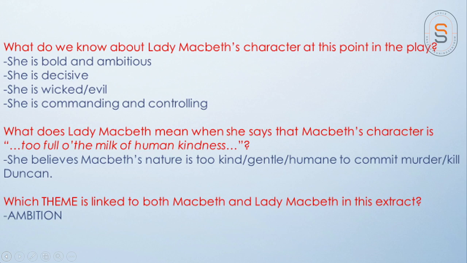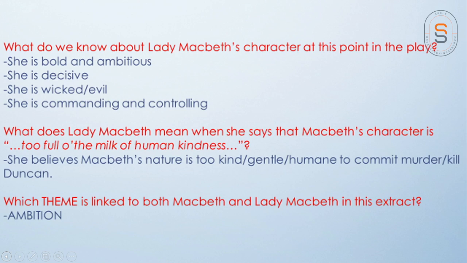Then what do we know about Lady Macbeth's character at this point in the play? So from the beginning up until now, she's bold and ambitious. Remember I told you, if your character question is for 2 marks, you need a character trait and a motivation. This was only for 1 mark, so you only needed to give the character trait. She is decisive, she's wicked or evil, she's commanding and controlling. You could have mentioned any one of those and you would get your mark.